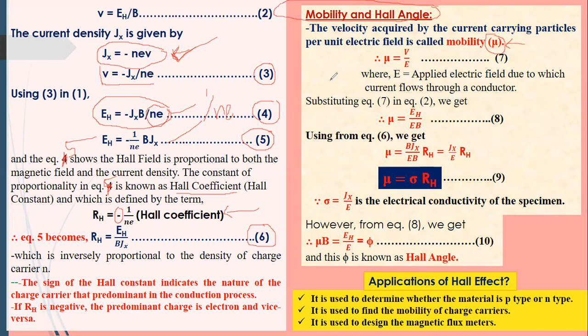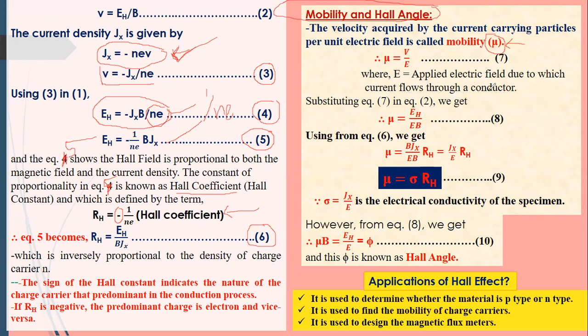In the university level examination, if a short question asks what is mobility or define mobility, you have to write in this way: the velocity acquired by the current carrying particles per unit electric field is called mobility. Therefore mu is equal to V upon E, where E is the applied electric field due to which current flows through a conductor.